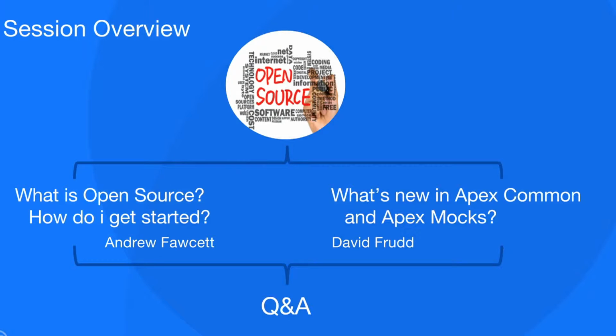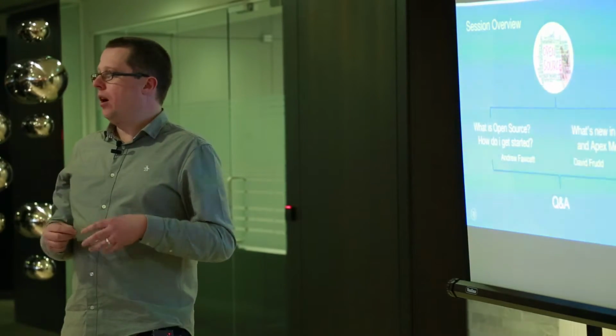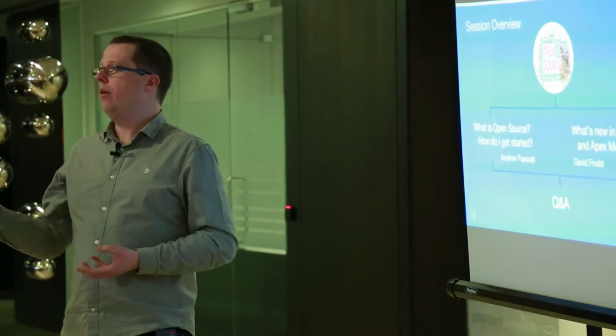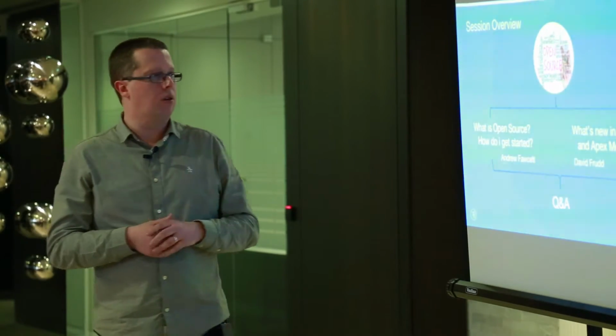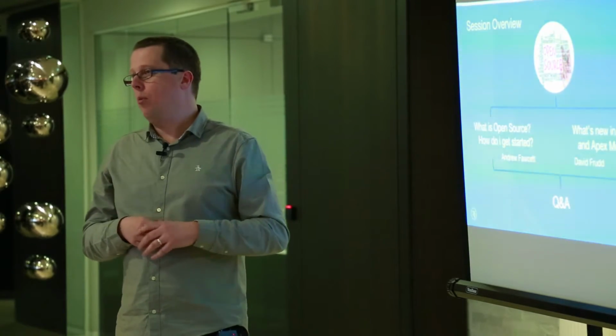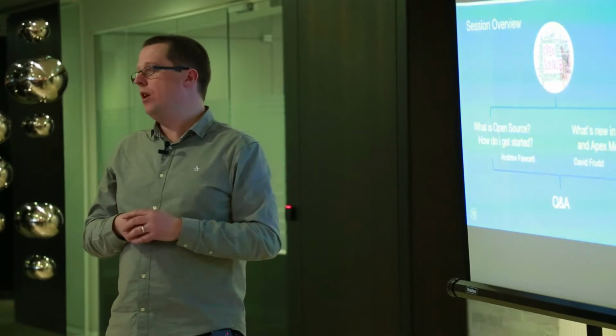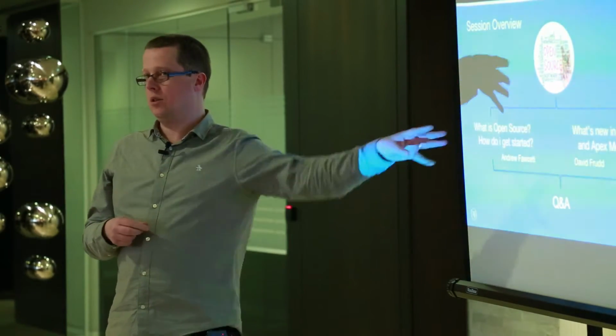So the session itself is about open source, and I find it actually quite a nice connection with the previous session because we're going to talk, at least in the first part here, about what is open source and how do you get started. And a good part of getting started in open source marries with a lot of the discussion that we had earlier about how you market your open source repositories or how you get involved with the open source community. So it's a really good session to follow on from the previous one. And afterwards, David's going to talk to us about some new features in our Apex Common and Apex Mox open source repositories. So the developers in the room will enjoy learning a bit about some of the new features that have been actually contributed by the community into those libraries.